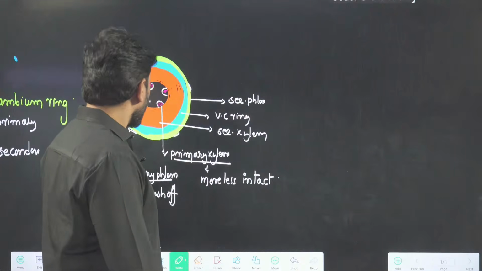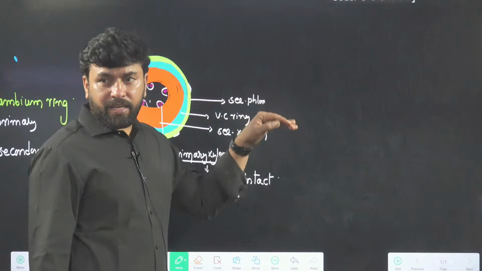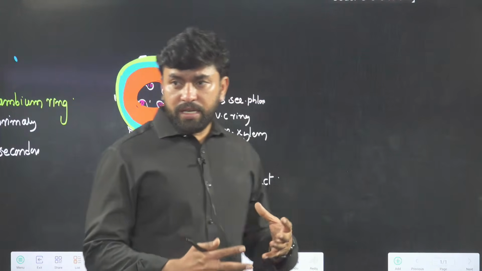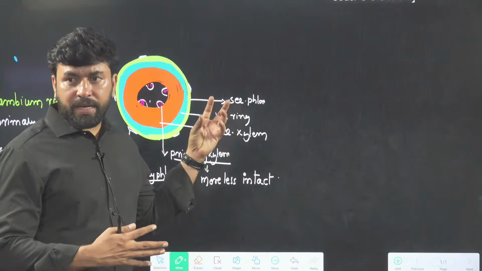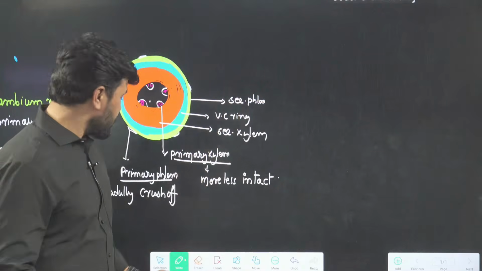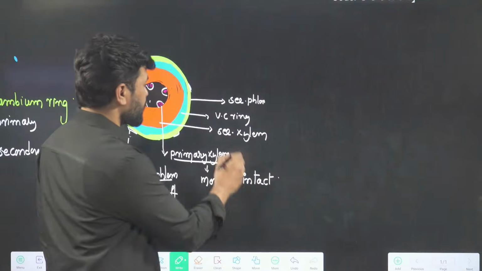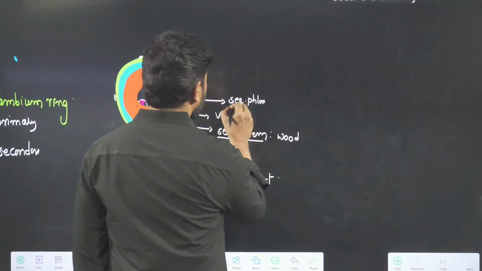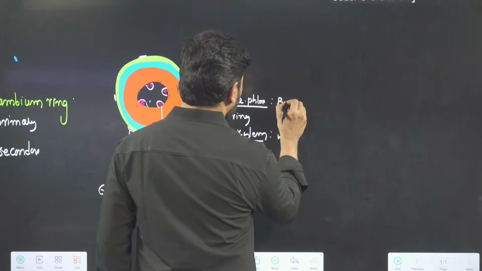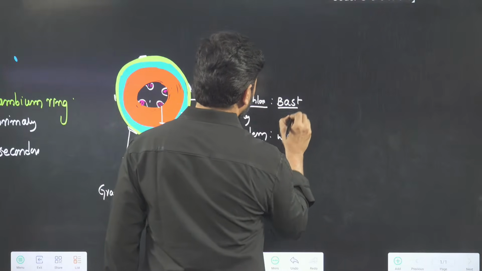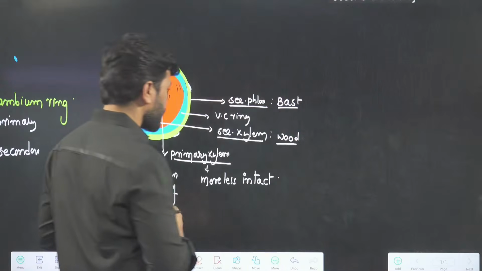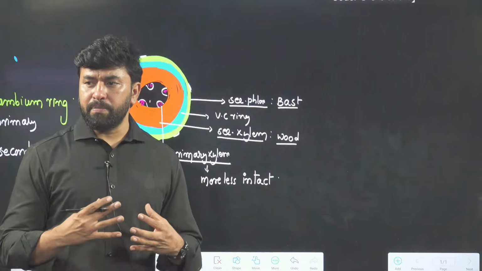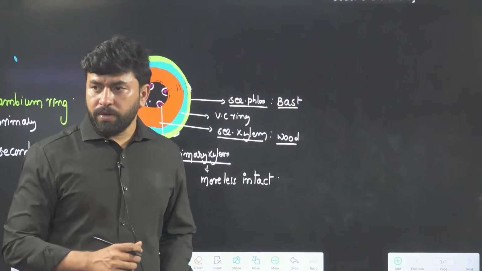Next one. After a few years, what are the changes that you would notice in the secondary growth of a dicotyledonous stem? Before that, we will understand this. Secondary xylem has another name called wood. Secondary phloem has another name called bast. If you recall, I have already given you these words. Secondary xylem is known as wood. Secondary phloem is known as bast. Okay.